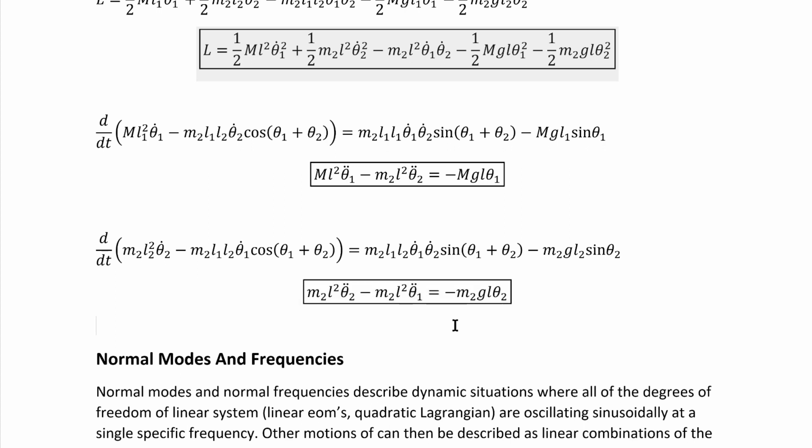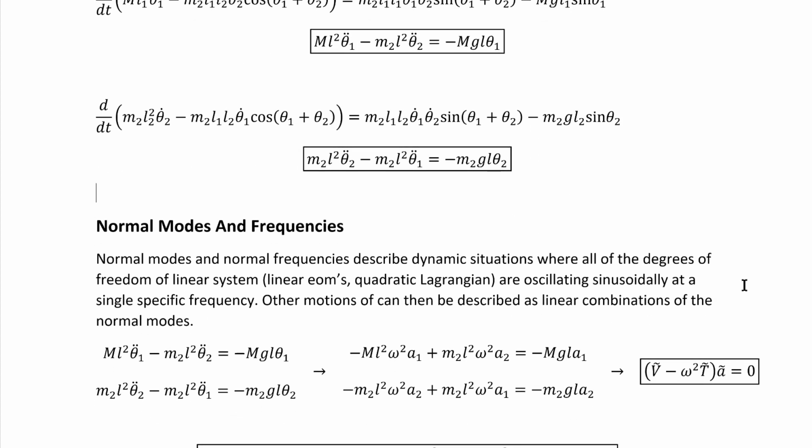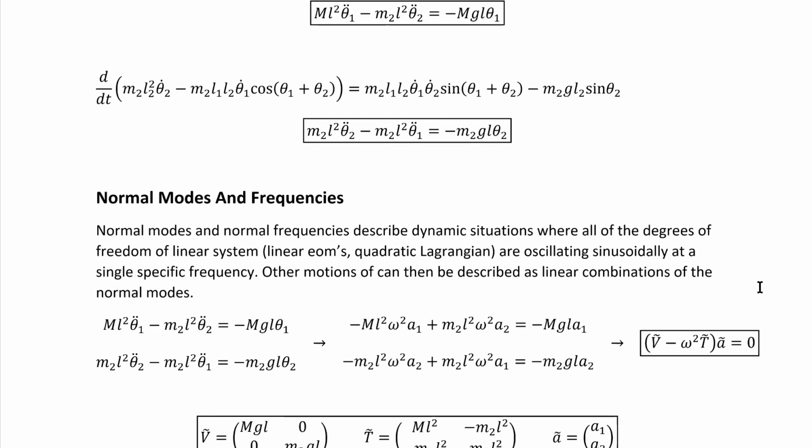And one of the most common approaches to take here is to calculate the normal modes and normal frequencies, and then study any other motion that it gives in terms of linear combinations of those normal modes. Normal modes and normal frequencies describe dynamic situations where all the degrees of freedom of a linear system are oscillating sinusoidally at a single specific frequency. And then, of course, because the system is linear, as I said, other motions can then be described as linear combinations of those normal modes.